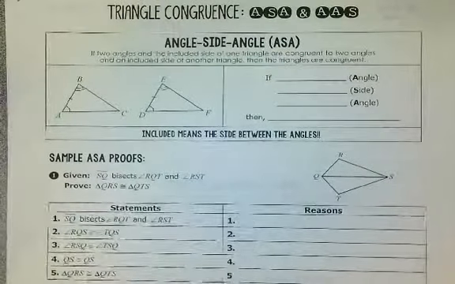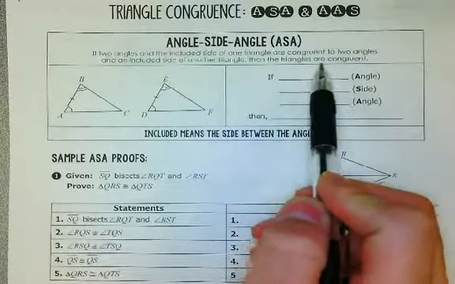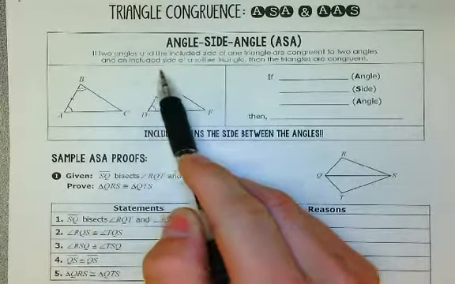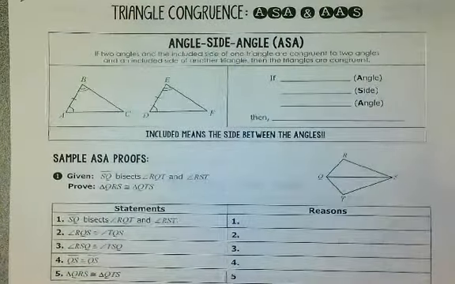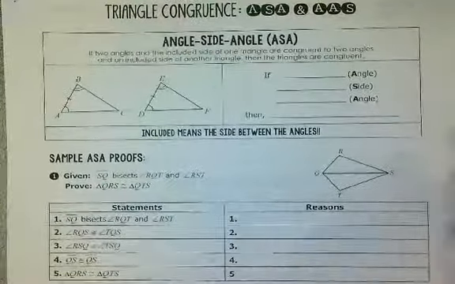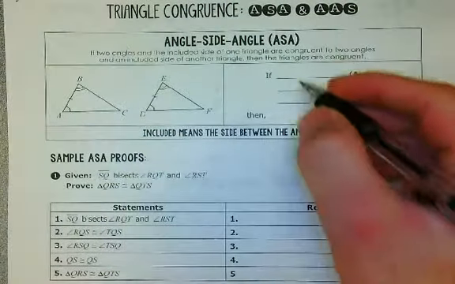Okay, the definition is if two angles and the included side of one triangle are congruent to two angles and an included side of another triangle, then the triangles are congruent. So we're going to start off. We're just going to use our picture here.